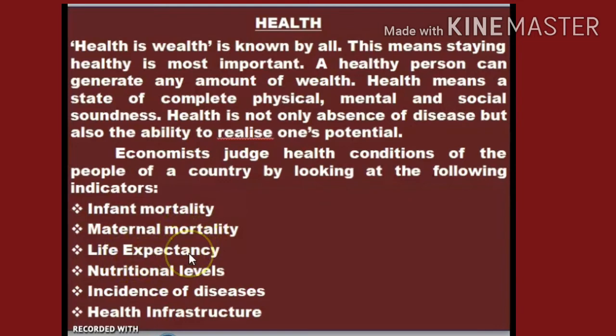Life expectancy means how many years a person can live, that is known as life expectancy. Next is nutritional levels: the nutrition levels of the people staying in a country are also judged. Next is incidence of diseases, that is the occurrence of diseases, how many times diseases have spread in a country. Next is health infrastructure. Health infrastructure may be hospital beds, and clinics etc. will come under health infrastructure.